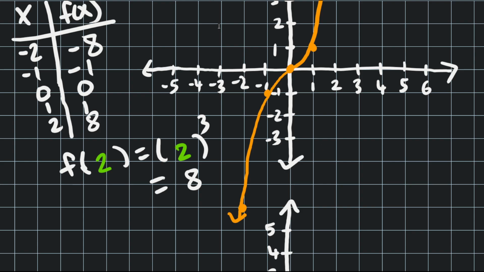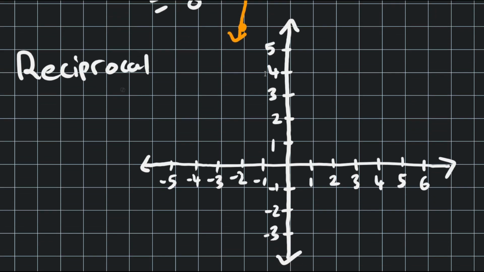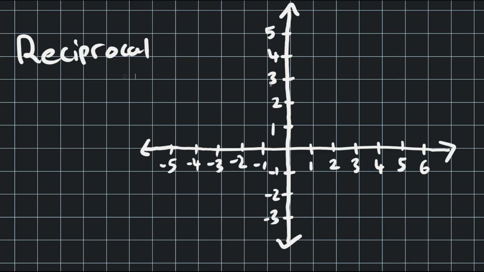So the next type of function we will talk about are reciprocal functions. So a reciprocal function, and let me just erase this for now. Let's get rid of this as well. Okay, so a reciprocal function takes the form f of x equals 1 over x. So how do we evaluate that?